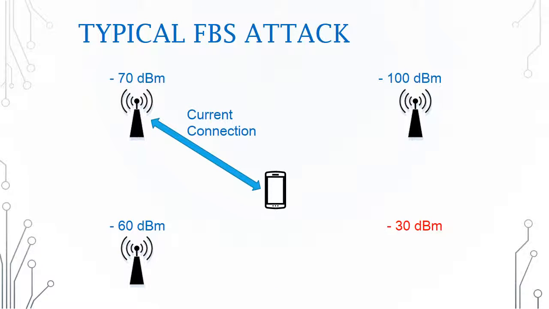Now let's see what a typical fake base station attack looks like. Here you see a current user who is connected to a base station transmitting at a signal strength of minus 70 dBm, and we have two other base stations, one relatively far away at minus 100 dBm, and one relatively close at minus 60 dBm. And this user has a current connection with the base station which is transmitting at minus 70 dBm.